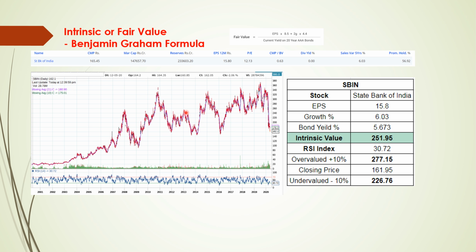So friends, if you look into the fundamentals, the total market cap of SBI standing as of last financial year is 1,47,657 crores, whereas the reserves is 2,33,603 crores. There is a reason behind this.